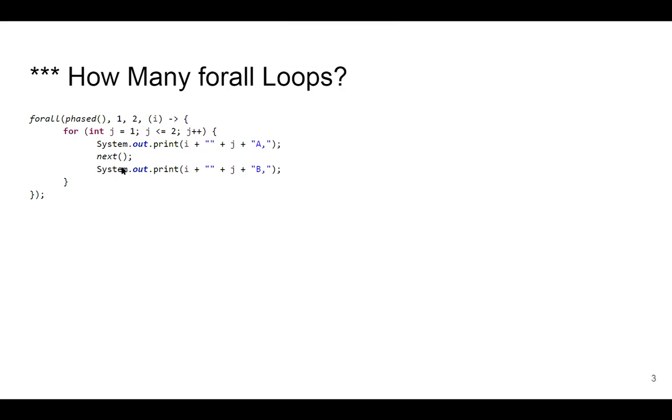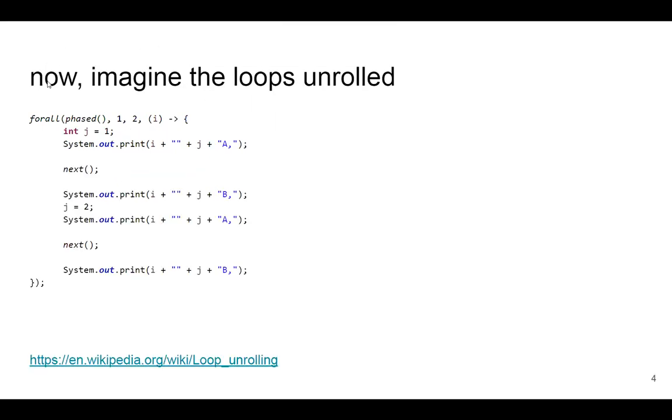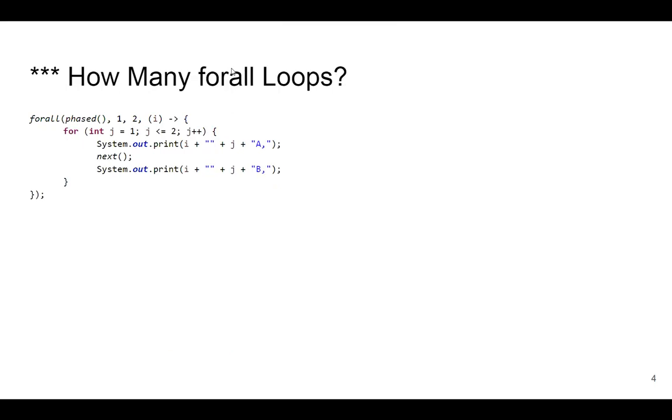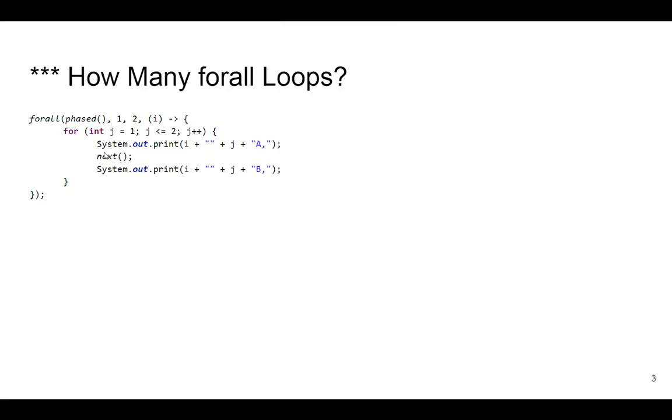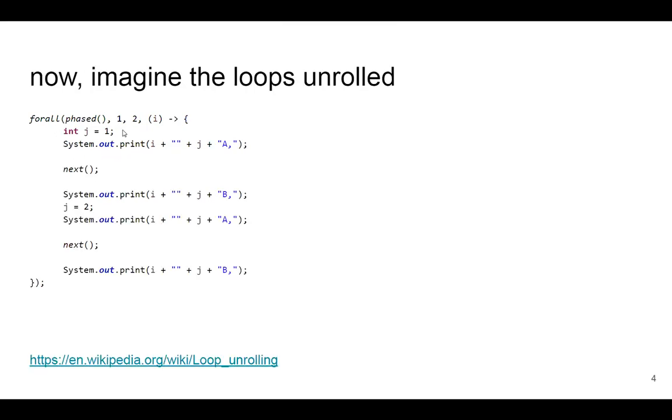And so let's break this down really quickly. The first thing I want you to imagine is this code right here is equivalent to this code. I just took this inner for loop and unrolled it. So I said j equals 1, printed it out, hit next, then did the bottom of the for loop, set j to 2, printed a again, did the phaser next, and then printed b. So these two pieces of code are the exact same.